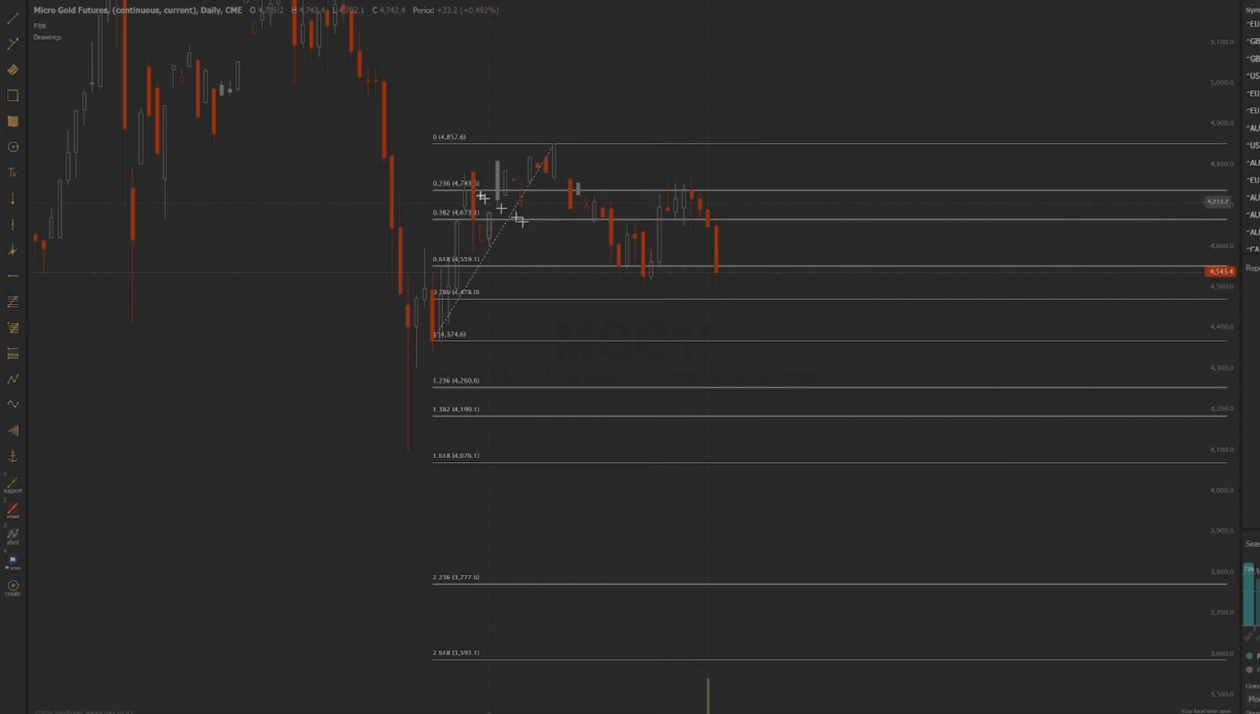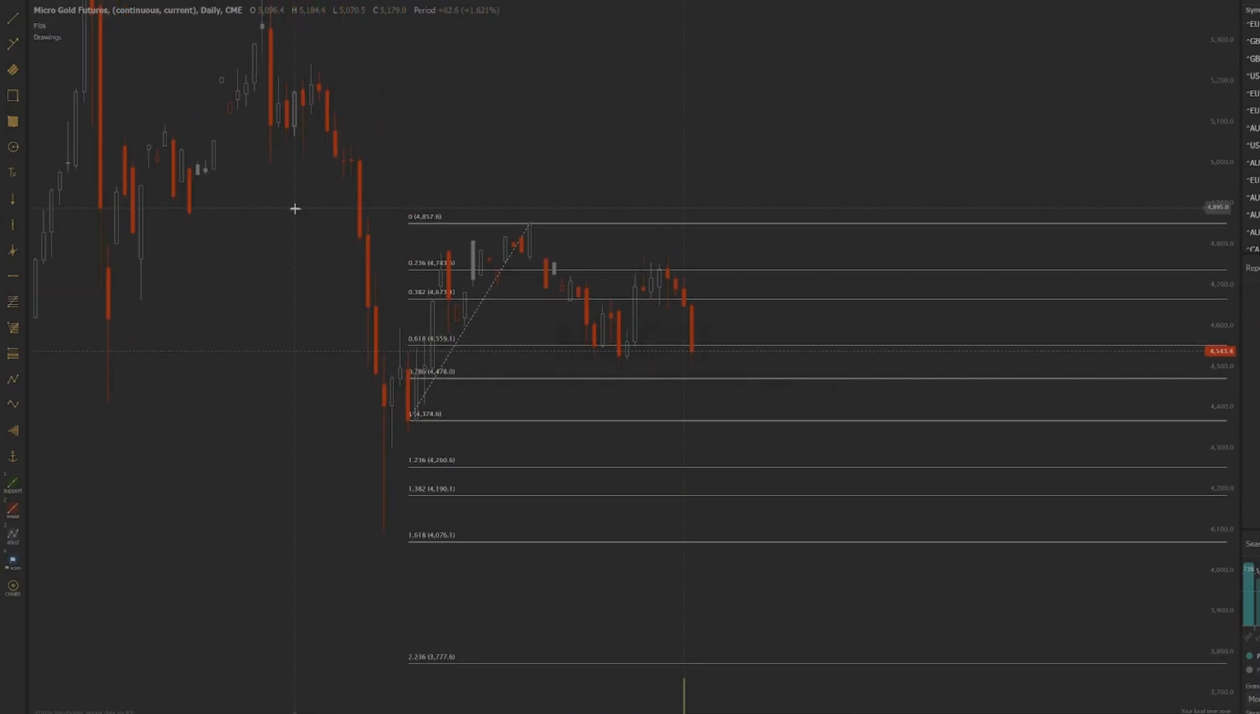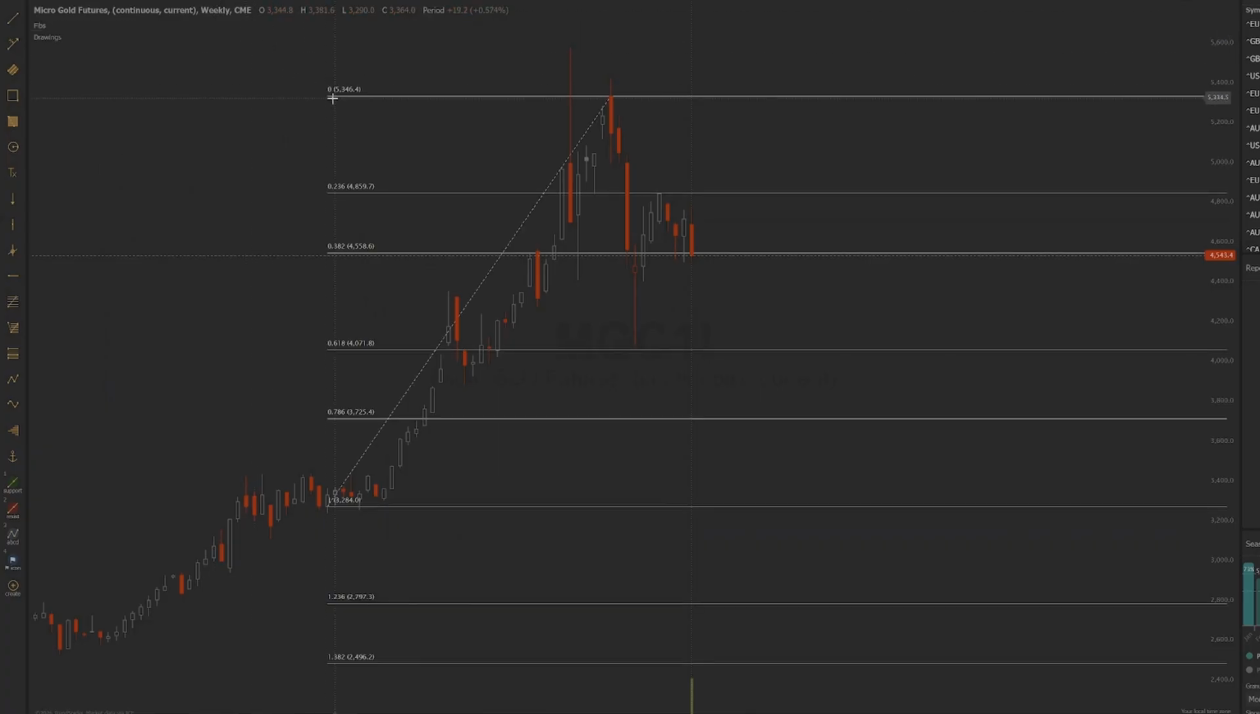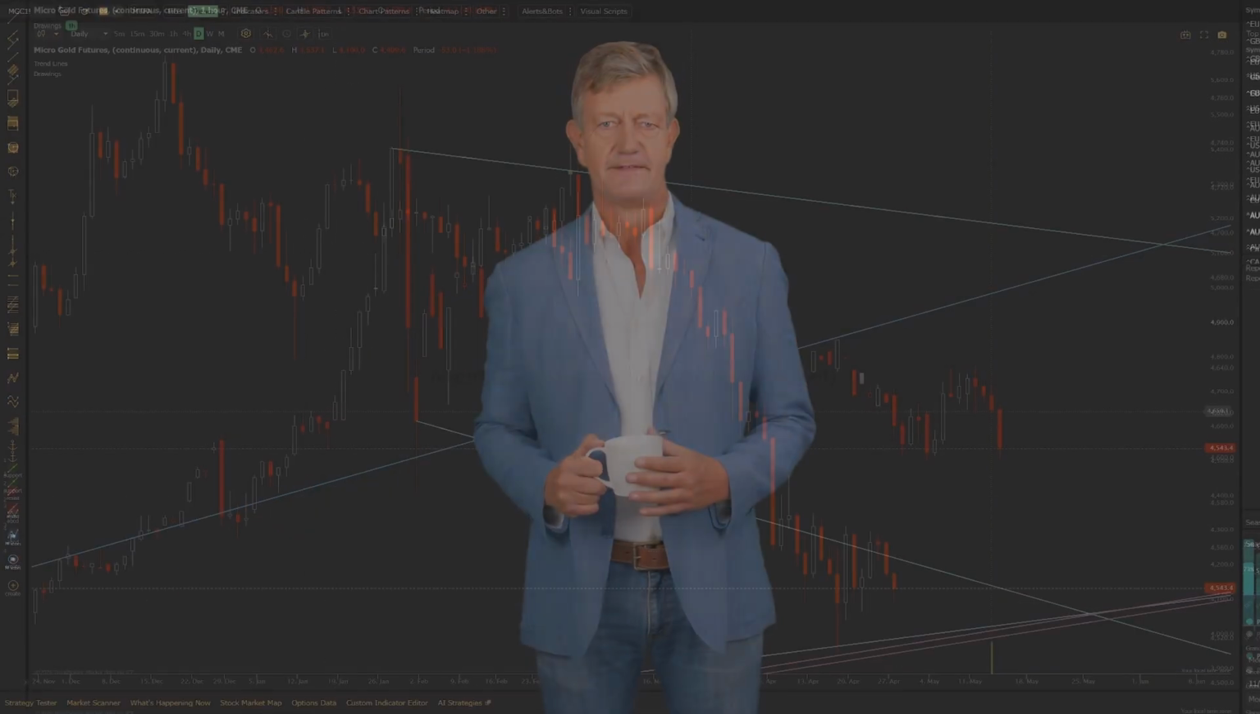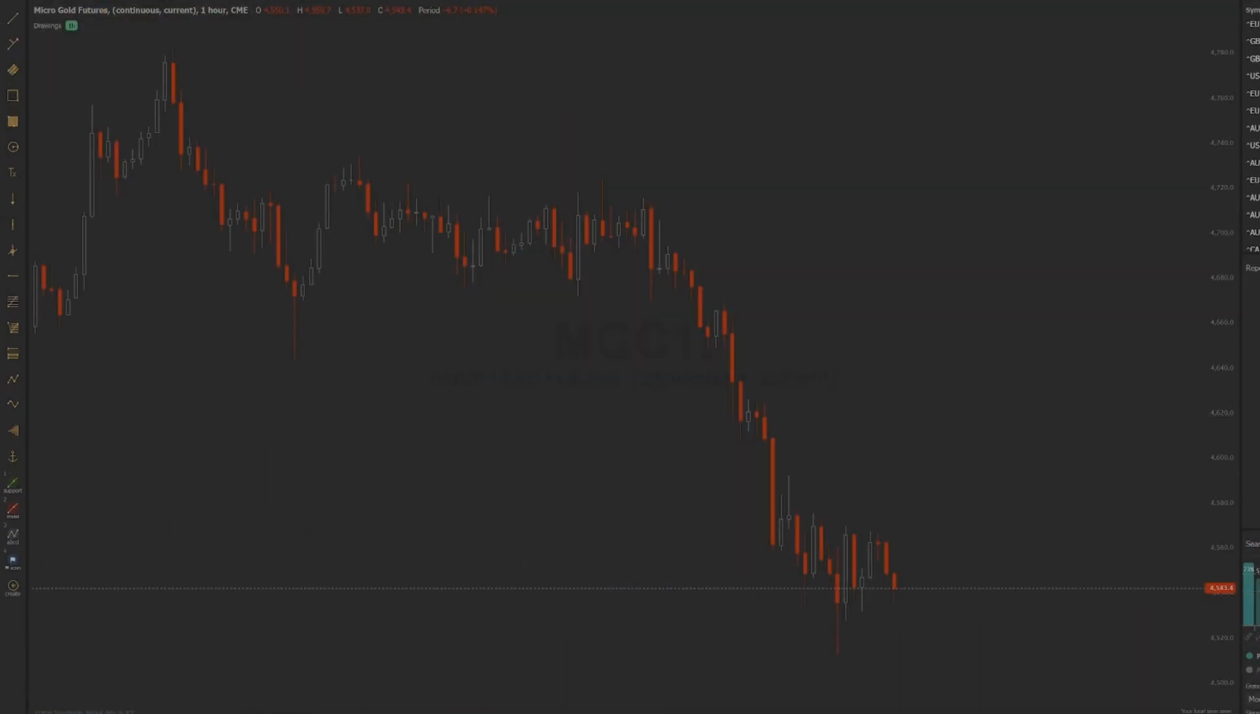Here is what makes this meaningful. The 4,350 zone lines up almost exactly with the structural trendline support that the Trends tab identified. Two completely different analytical tools pointing to the same level. That kind of confluence is what separates a random number on a chart from an actual level the market is likely to respect. The next feature I use on every trade setup is the multi-timeframe layout.